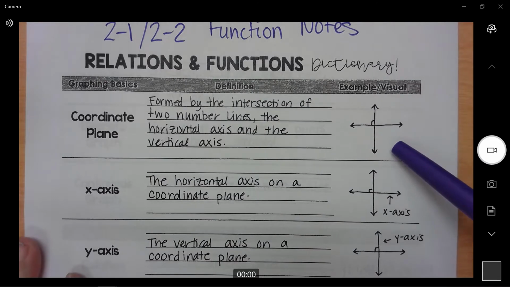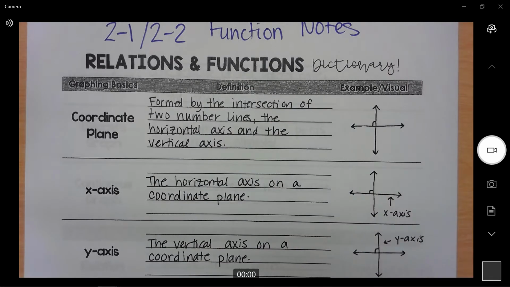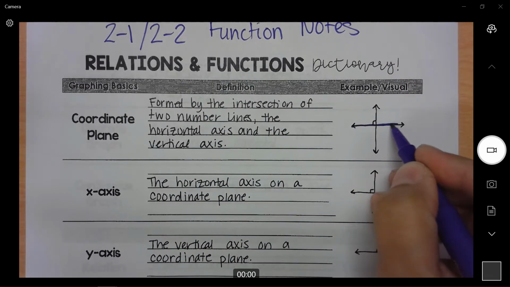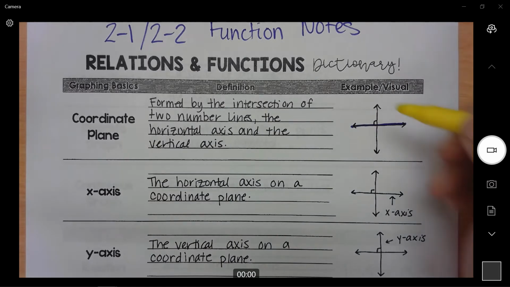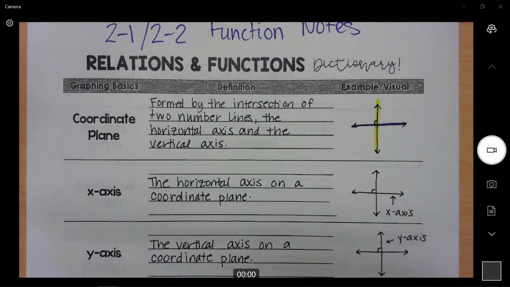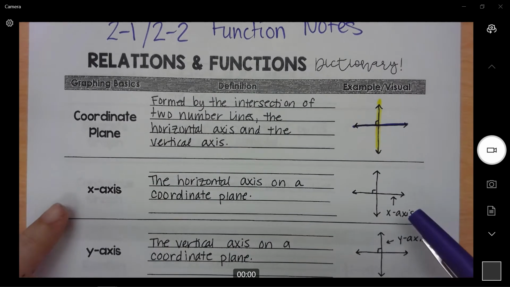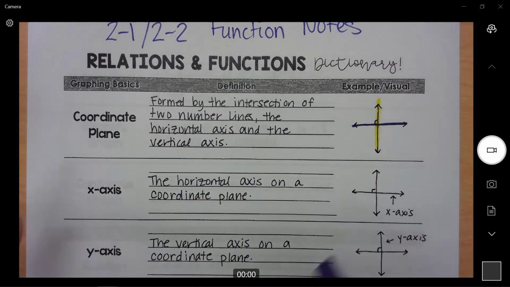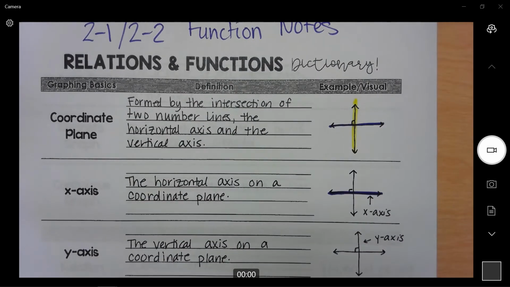So the coordinate plane is formed by the intersection of two number lines, the horizontal, which is the left-right, and the vertical, which is the north-south. They make a 90-degree angle, so they make a T or a cross. The x-axis is the horizontal axis on the plane, so that is, again, going east-west. The vertical axis is the y-axis.